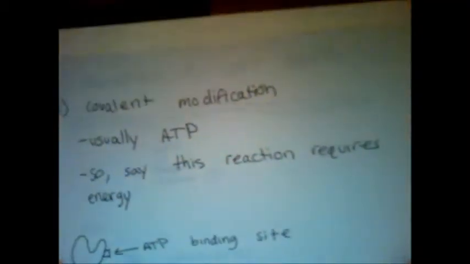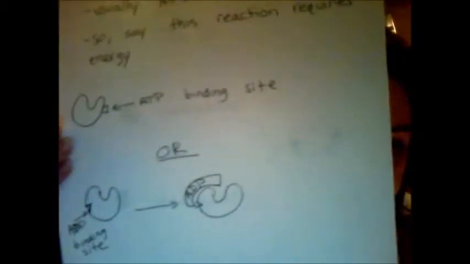So the second way is covalent modification. And in cells, this is overwhelmingly done by ATP. So let's say in our hypothetical example that this reaction requires energy of some form. So covalent modification could be done in one of two ways. You could have an ATP binding site or an ADP binding site, because they would both be forms of a molecule covalently binding to your enzyme in order to either upregulate or downregulate its activity.